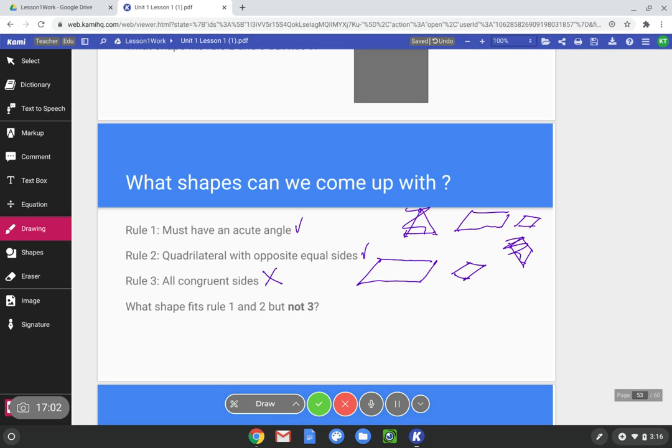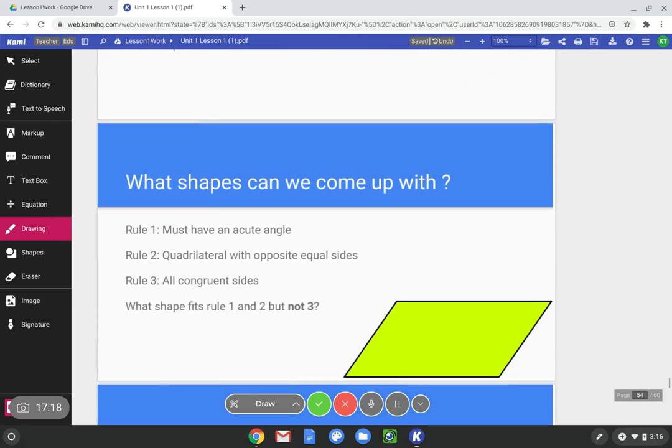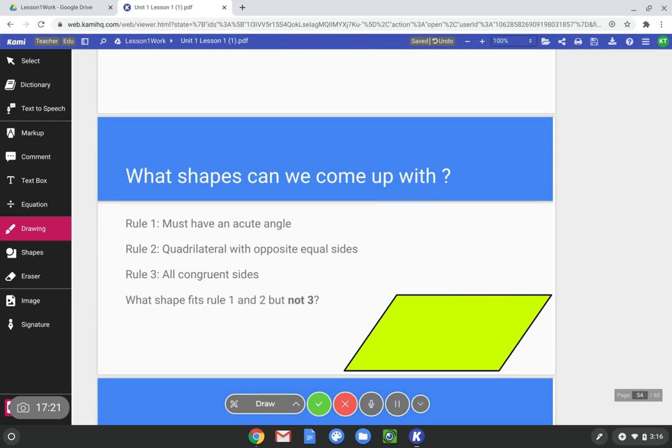Now we need to make sure that it does not fit Rule 3. It needs to go against Rule 3. All congruent sides. Oh, man. Okay, well, that takes out the rhombus because with the rhombus, all sides are equal. So we are left with the parallelogram. Let's see if we're correct. Hey, hey, way to go, Idaho. Parallelogram. That's what I'm talking about.